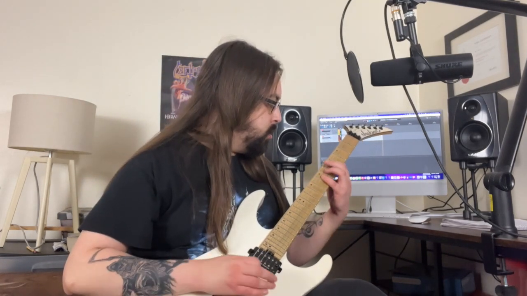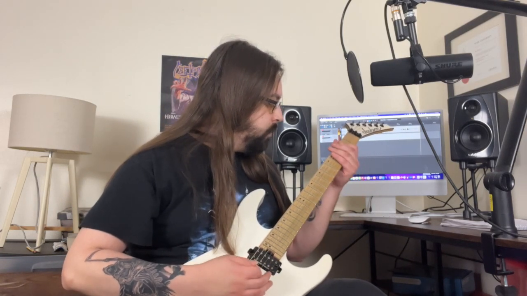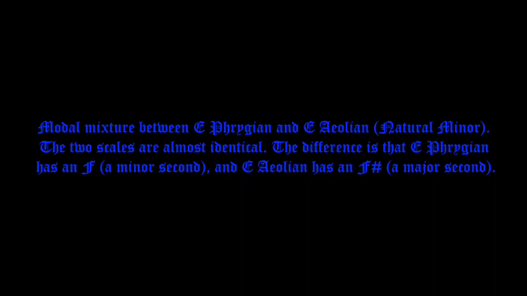And then from there, we're going into this really thrashy part, which goes like this. Let me play it again. So for this part of the riff, I like to think of it as a modal mixture between E Phrygian and E Aeolian, also known as the natural minor scale.